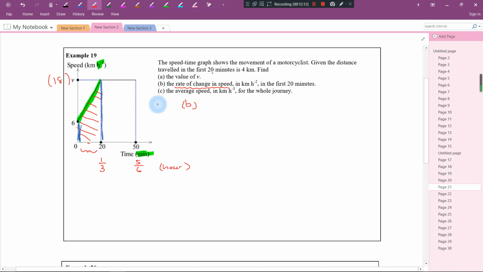Or if you can think of another way, you can just think this way. From 6 kilometer per hour, this is the beginning initial speed, to 18 kilometer per hour. And then the time taken here is 20 minutes, which is equal to 1 over 3 hours. So how do we find the acceleration, which is equal to the rate of change in speed?